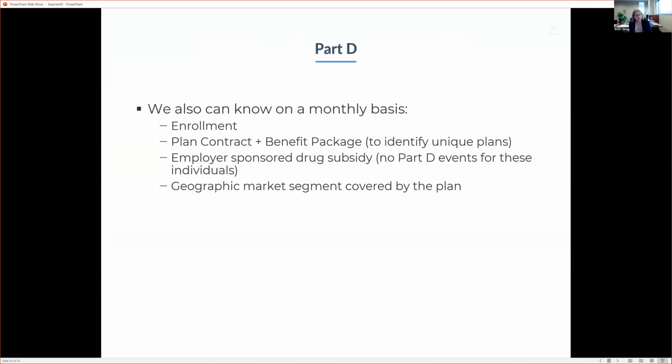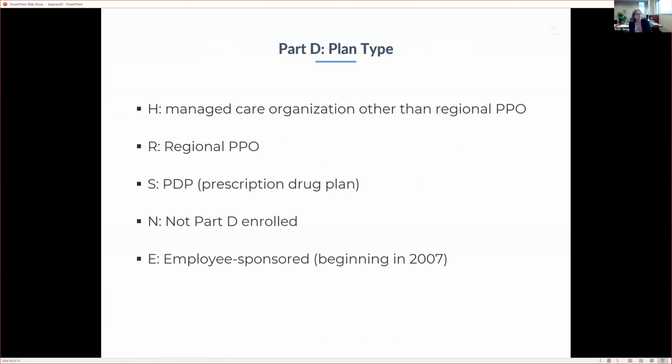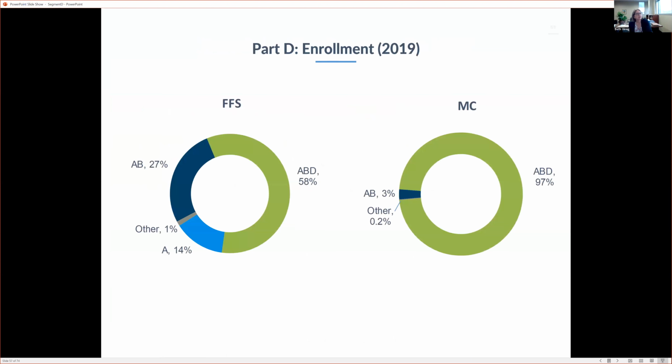Part D, and I'm running behind as I sometimes do. We know on a monthly basis, enrollment, the plan contract and benefit package, whether there's an employer-sponsored drug subsidy and market segment covered by the plan. We can know the plan type, and we can look at enrollment. So notice for managed care, 97% are ABD. For fee-for-service people, it's about 58% have ABD coverage. Another 27% have AB, 14% are A only. So there are differences between fee-for-service and managed care and how pharmacy fits in.